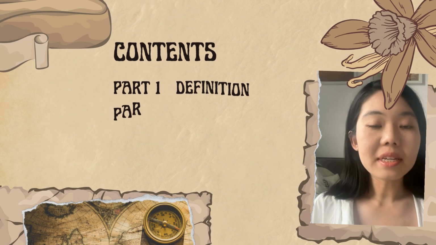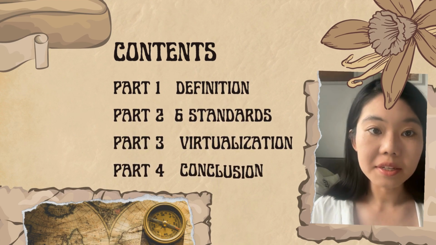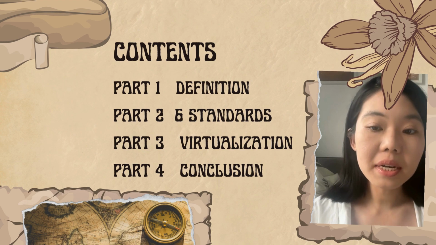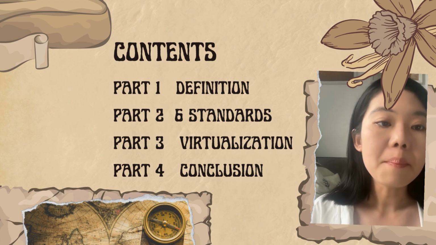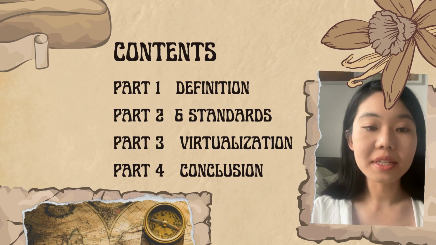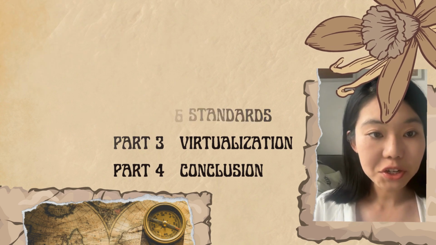In our presentation, we have some contents. Part 1 is definition. Part 2 is 6 standards. Part 3 is visualization. Part 4 is our conclusion. Now, we will start from our part 1, definition.